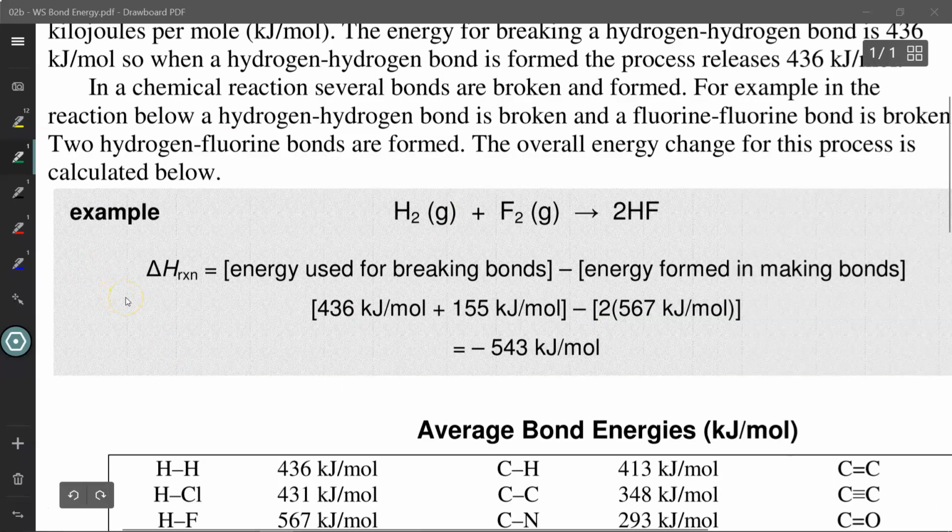Now, a common mistake that I find students will make is that they'll memorize this equation incorrectly. On a test, they might write down making bonds, subtract breaking bonds, when it should be the other way around.